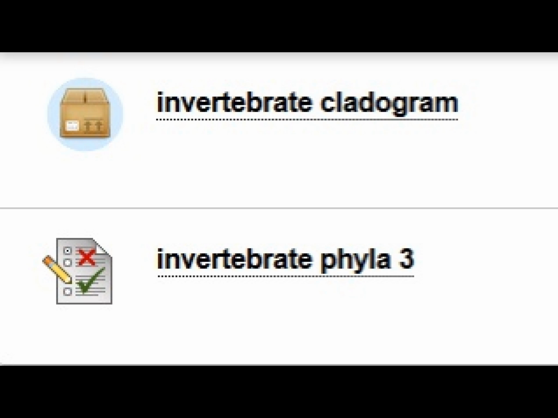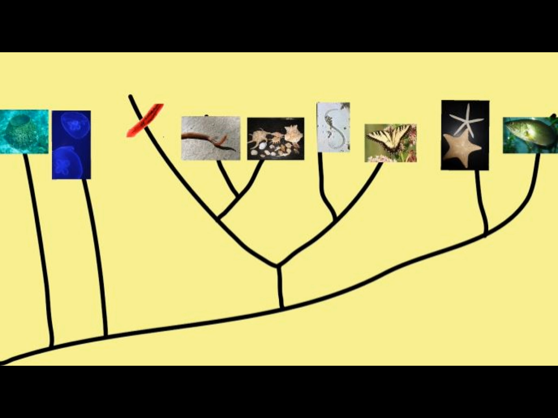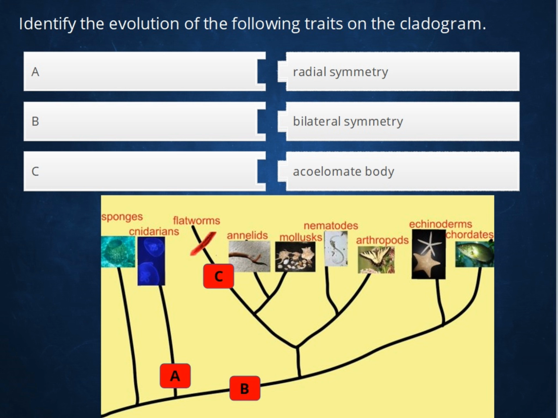There was an interactive assignment titled Invertebrate Cladogram, which asked you to look at a cladogram of the classification of invertebrates and place, say, the protostome features these traits at the base of the protostomes in the cladogram and the deuterostomes at the base of the deuterostomes.